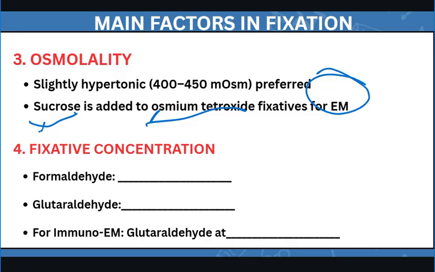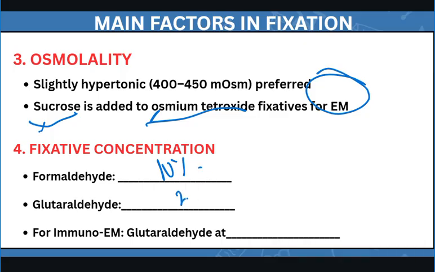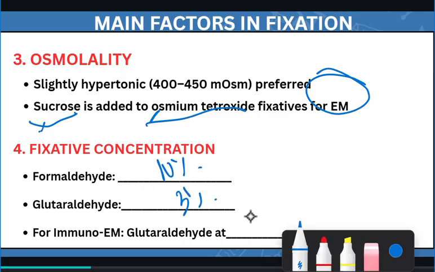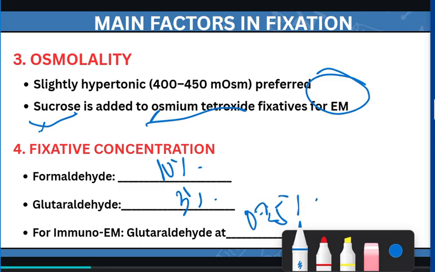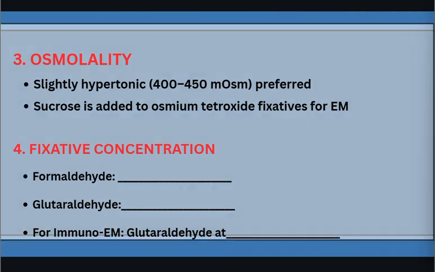Okay, the fixative concentration for formaldehyde is usually around 10%. Glutaraldehyde is 3%. For immuno-EM, glutaraldehyde is at 0.25 percent. Okay, I hope it's clear.